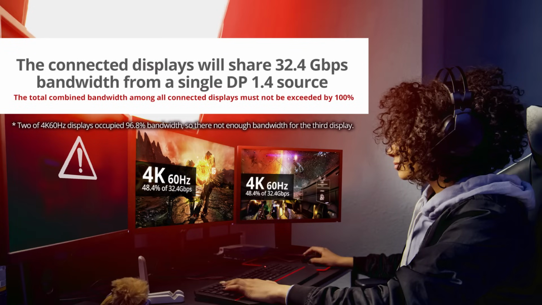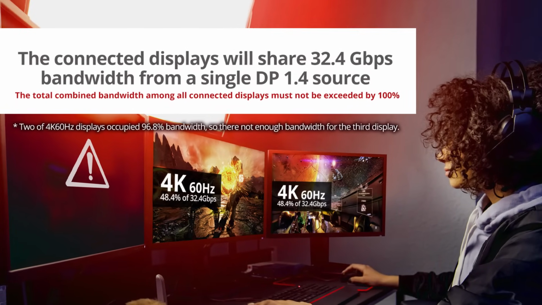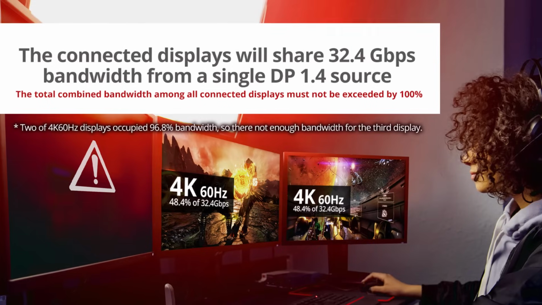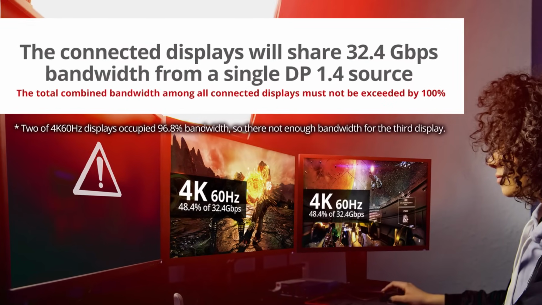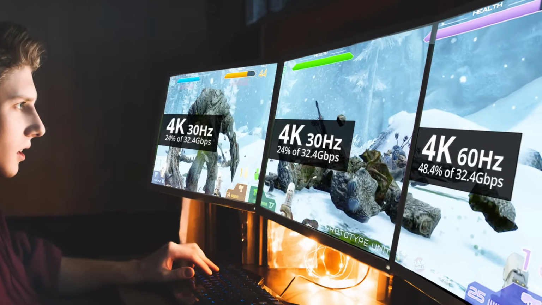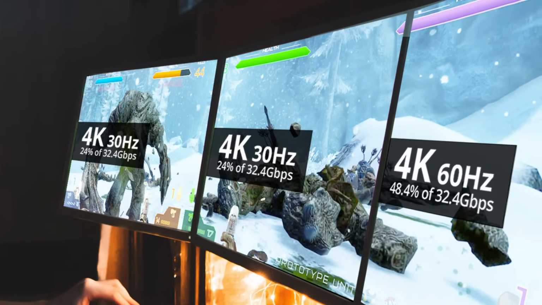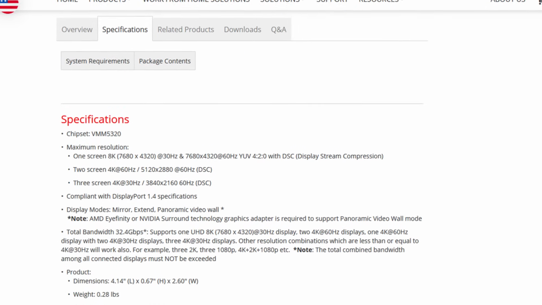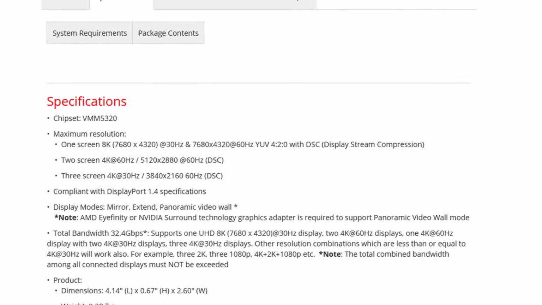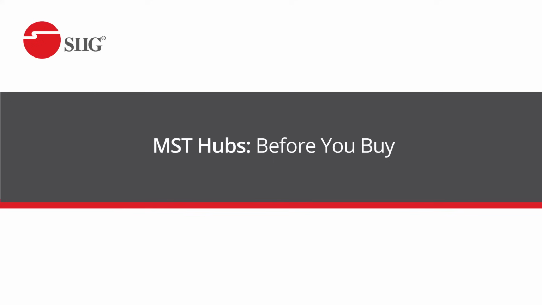It's also important to consider the total bandwidth when you connect the three displays. The total combined bandwidth should not exceed 100%. So for example, you can have two displays showing in 4K at 30 Hz and then the third in 4K at 60 Hz. Please check out our website for full product specs and other important notes before buying our MST hubs. We also have a "Before You Buy" for MST hub video to watch as well.